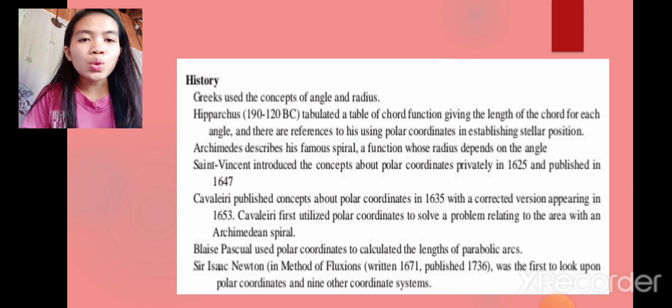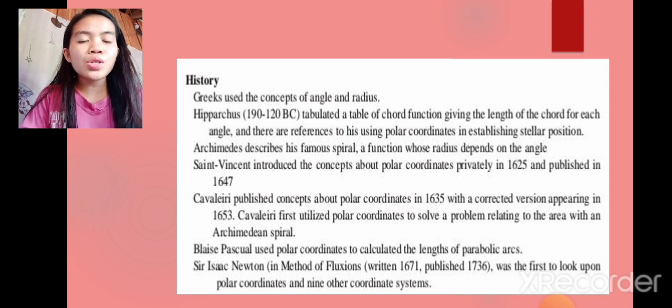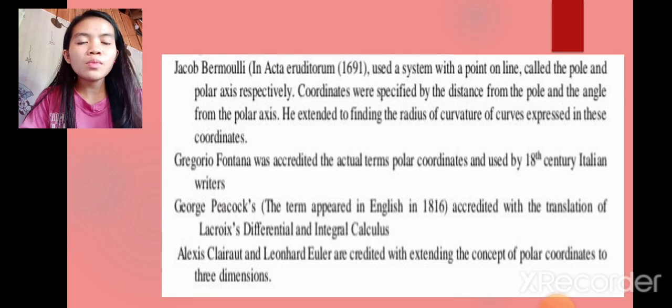Isaac Newton wrote the Method of Fluxions in 1671, and it was published in 1736. He was the first to look upon polar coordinates as one of nine other coordinate systems.